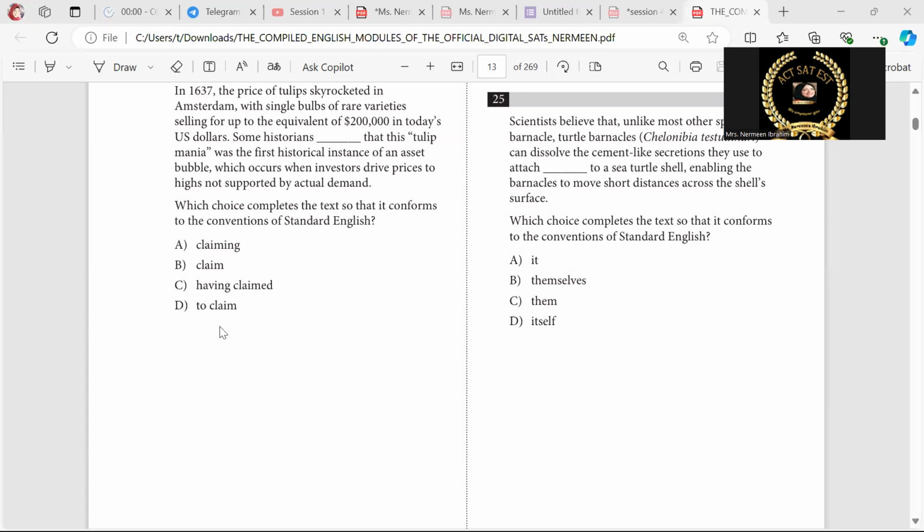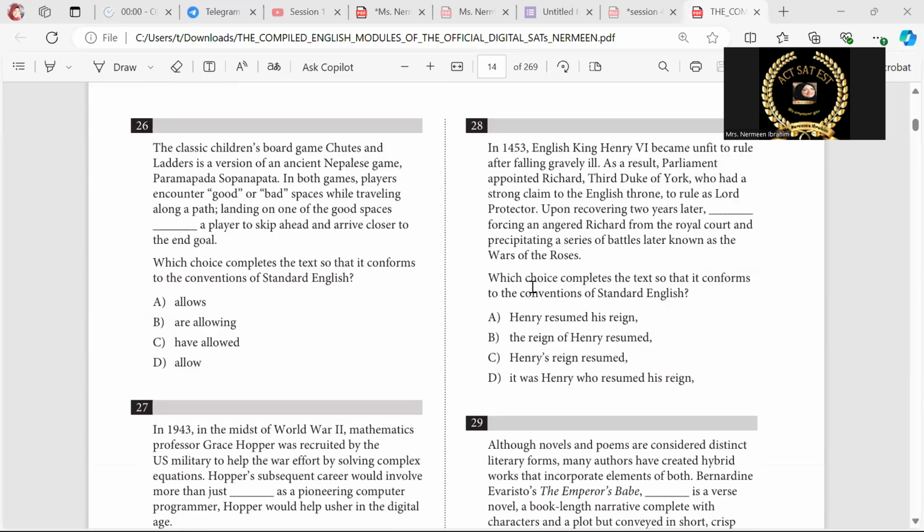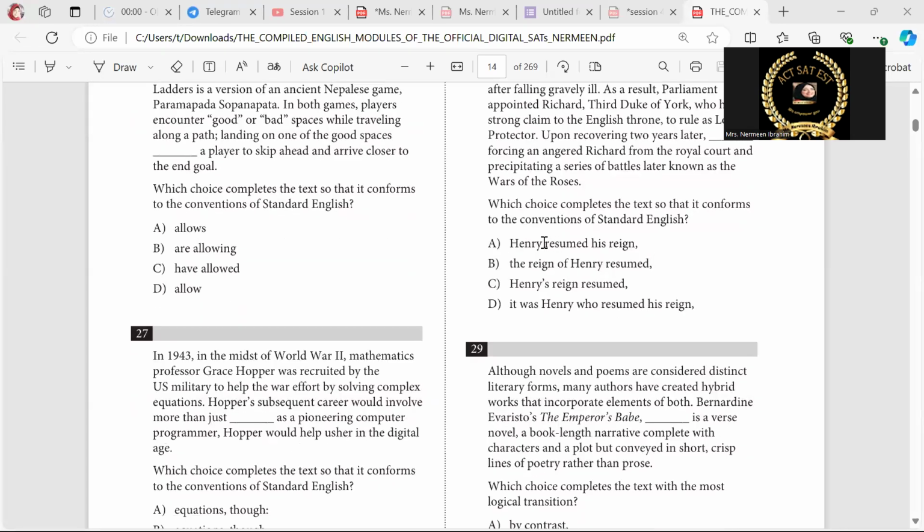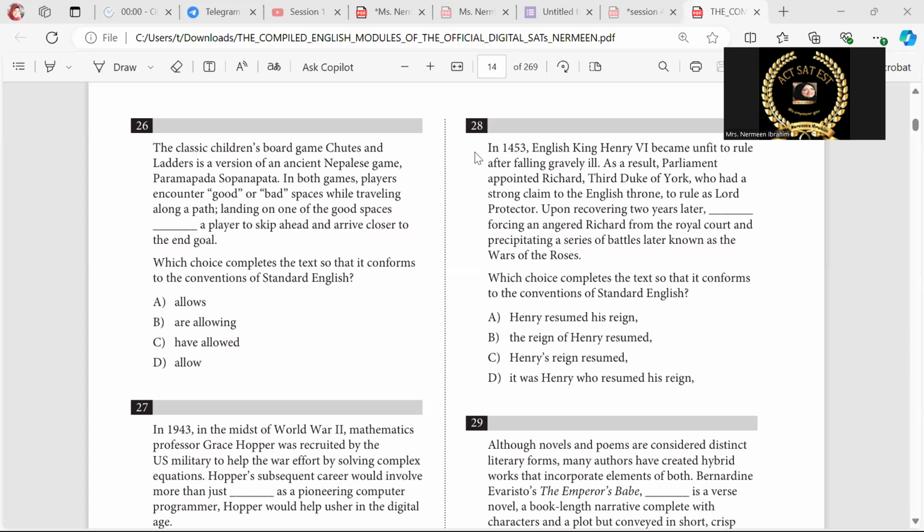Claiming, claim, having claim, to claim. This is finite and non-finite. Pronoun. Here, this is also verb form, like subject-verb agreement, because we have 3 to 1: singular, plural, plural, plural. Look at number 28, please. The answer choices are a little bit longer than the answer choices of the verb forms.